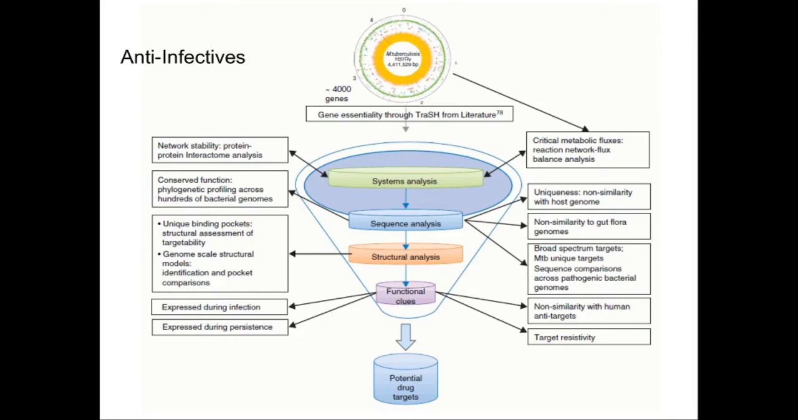Once we get to the functional levels, we want to start looking at non-similarity with human anti-targets. So this is kind of this reverse screening. We're wanting to make sure that even though there is no homologue present, that we're not going to bind to something else. And then we need to start thinking about things like target resistivity and the ability for the target to evolve a resistance to the drug.